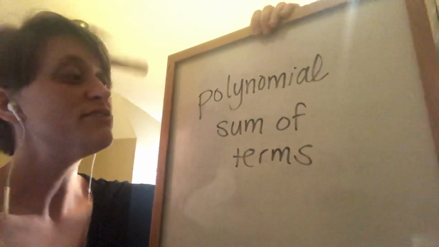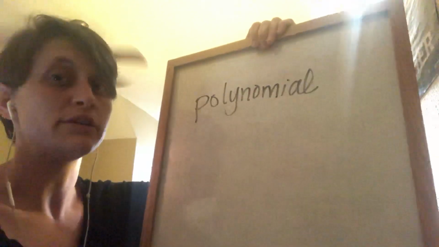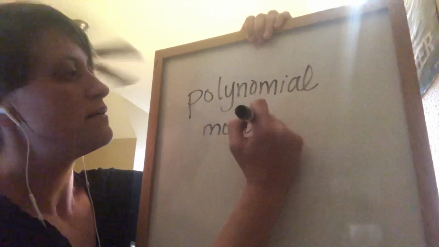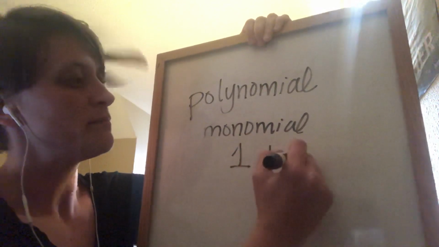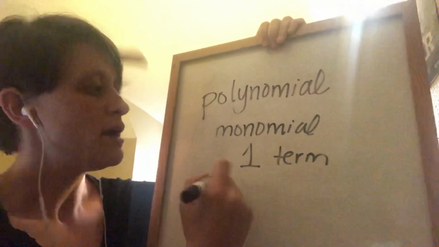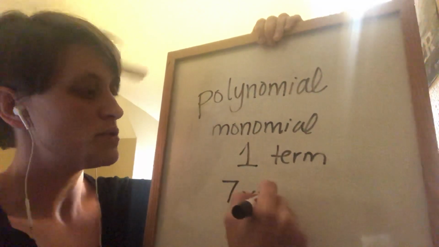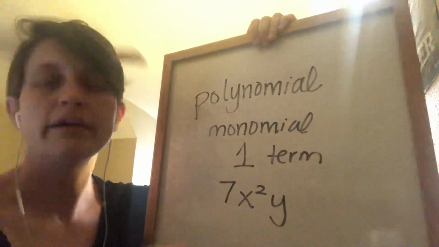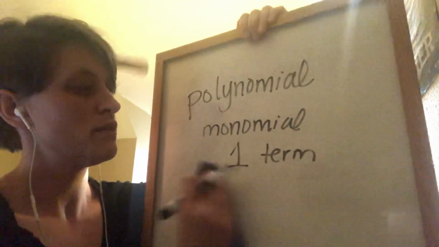All right, we have different kinds of polynomials depending on how many terms the polynomial has. So we have a monomial, which has one term, and it's just going to look like a term. So an example of a monomial would be 7x squared y, a number with variables raised to non-negative integer powers. Okay, so that's a monomial.